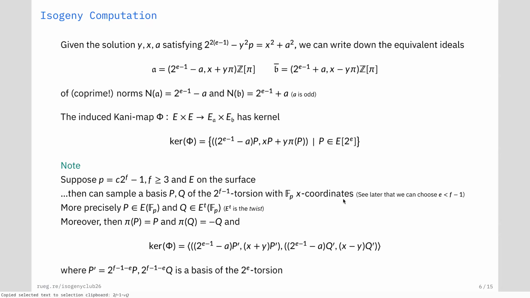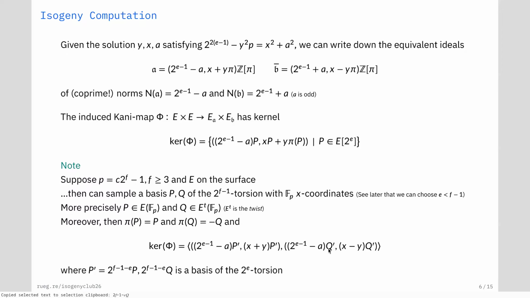So the key point to take away is that from this norm equation solution x, y, and a, we can write down the corresponding ideals, which are equivalent and have norms that sum to 2^e. You can write down the kernel of the Kani map in dimension 2. And when you sample a basis in this nice way, your kernel description is very nice. Also, later on, we'll see that the majority of the isogeny computation will be over F_p, and that speeds up computation significantly.